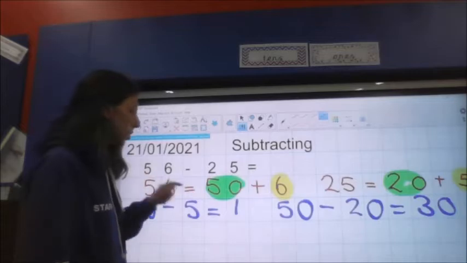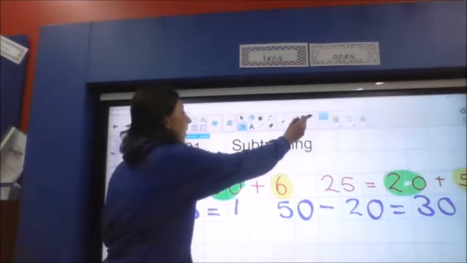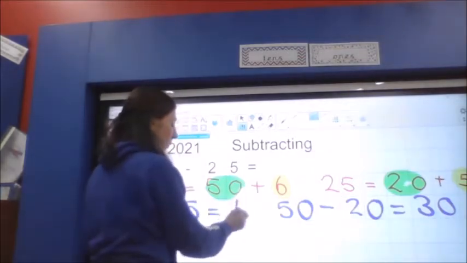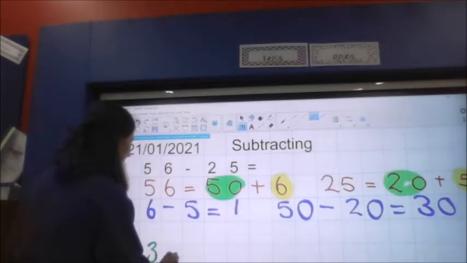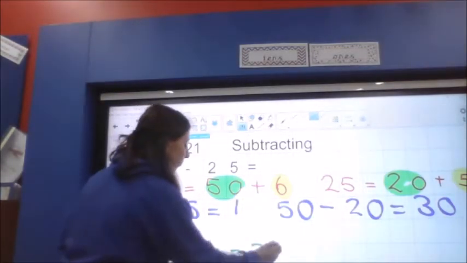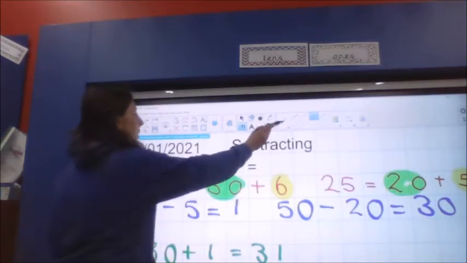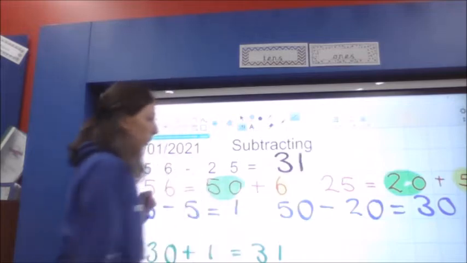And then all we need to do is combine the ones and the tens. We need to add them together at the end. So I've got my 1 and I've got my 30. 30 add 1 equals 31. Okay, so that's what my answer would be to that one.